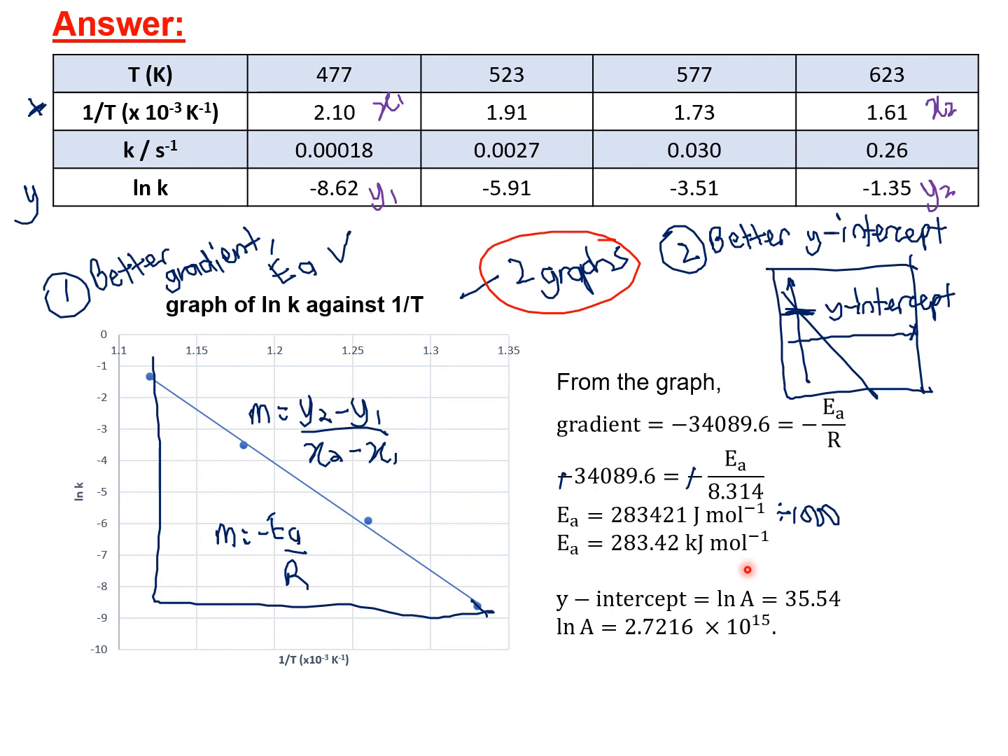Okay, next ialah untuk cari Arrhenius constant A, you kena cari y-intercept. You know that y-intercept is equals to ln A, and then it is equals to 35.54. Kalau ikutkan, you buat second graph, suppose you punya y-intercept tu you dapat around 35.54 lah. Okay, so untuk kira A, you exponentkan this. So you akan dapatlah 2.7216 exponent 15.